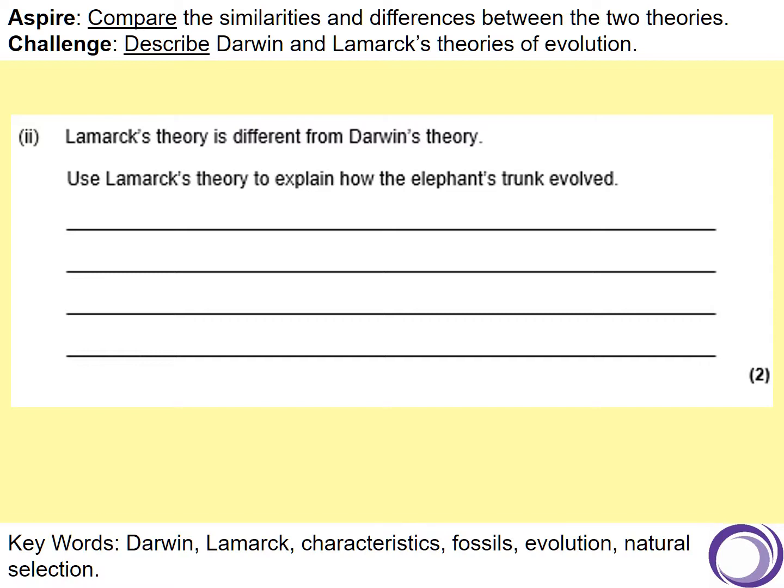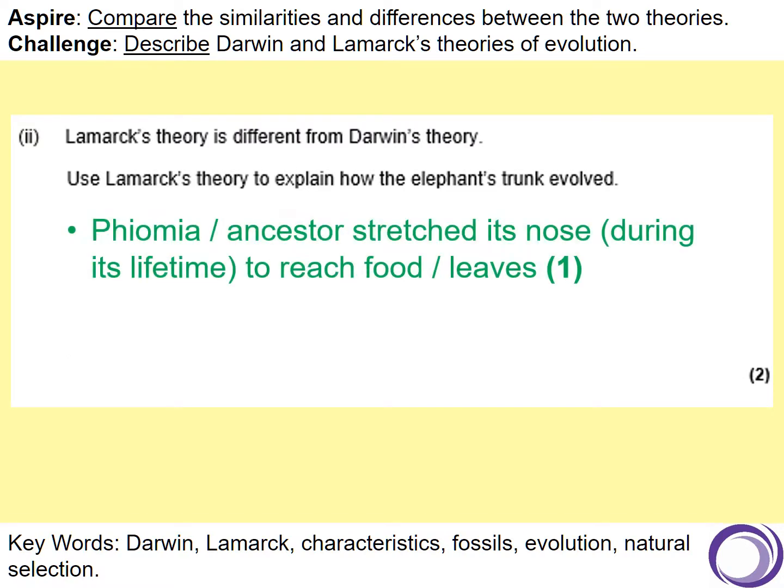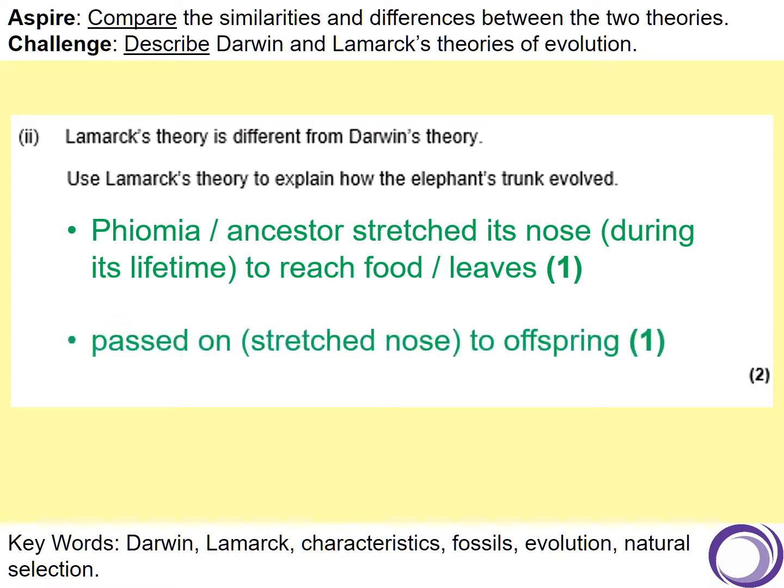Okay, what have you come up with? So if you use Lamarck's theory to explain how the elephant's trunk evolved, you might have said the ancestor, which in the example was Phiomia, would have stretched its nose to reach for food or leaves. So it would pass on the stretched nose to the offspring.